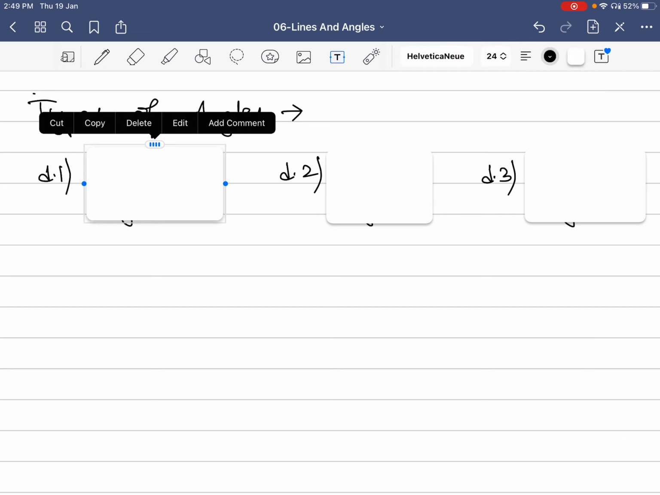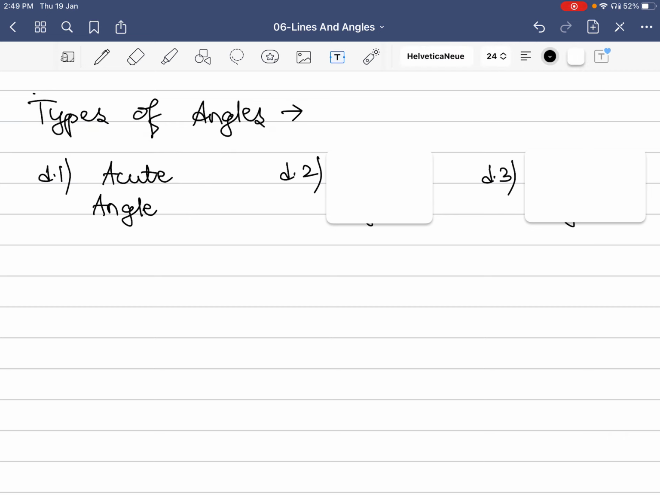So first one is going to be an acute angle. We all know what an acute angle is. Acute angle is an angle which measures less than 90 degrees. So the measure of an angle, let's say an angle x, is always between 0 degrees and 90 degrees. For example, typically this is how the acute angle will look like.